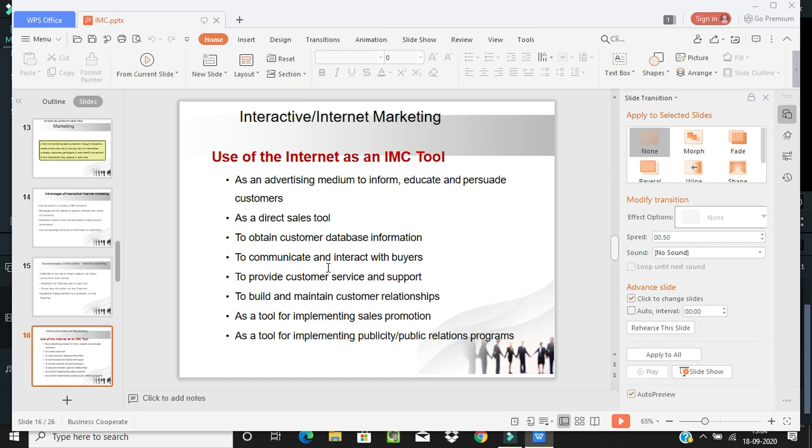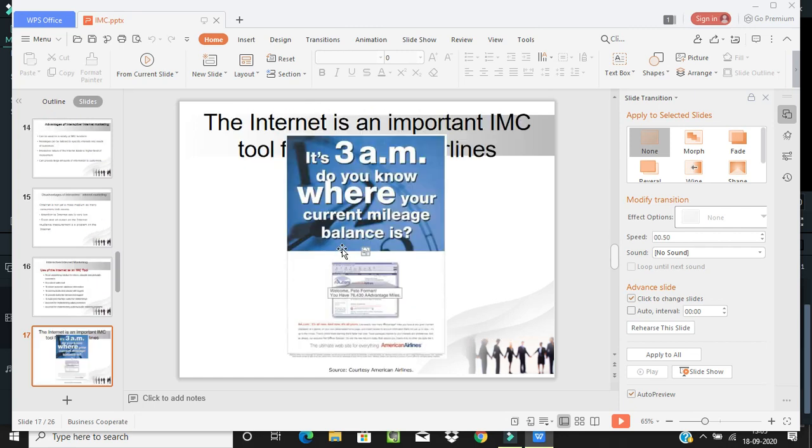In IMC, the internet has become one of the tools for direct sales, to obtain customer database information, to communicate and interact with buyers, provide customer service and support, to build and maintain customer relationships, as a tool for implementing sales promotion, as a tool for implementing publicity and public relations programs. So the internet is an important IMC tool.